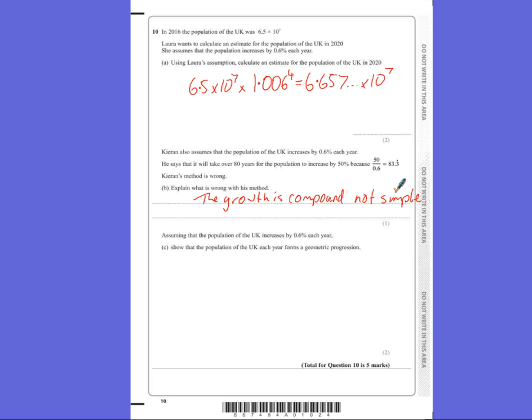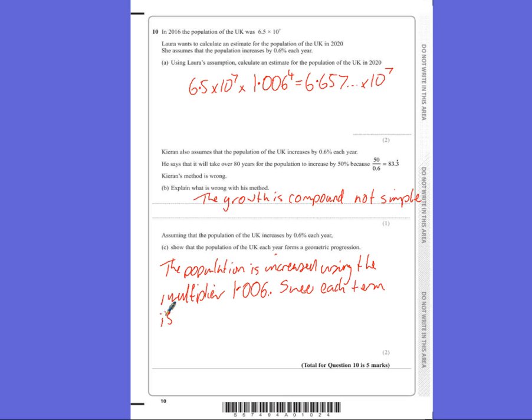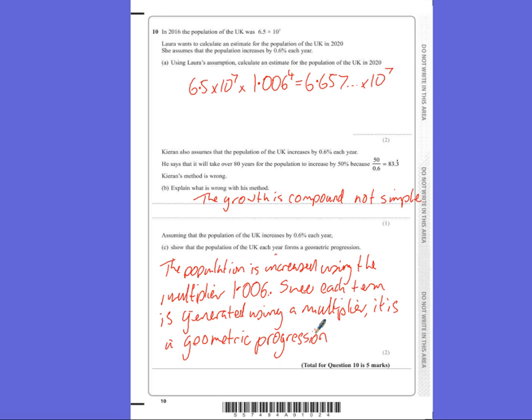It says, assuming that the population of the UK increases by 0.6% each year, show that the population of the UK forms a geometric progression. Now, a geometric progression means it forms a sequence that, to get from one term to the next, you multiply by a number. So, the population is increased using the multiplier 1.006. So since each term is generated using a multiplier, it is a geometric progression. So you just need to know that geometric progression is calculated by using a multiplier to get from one term to the next.